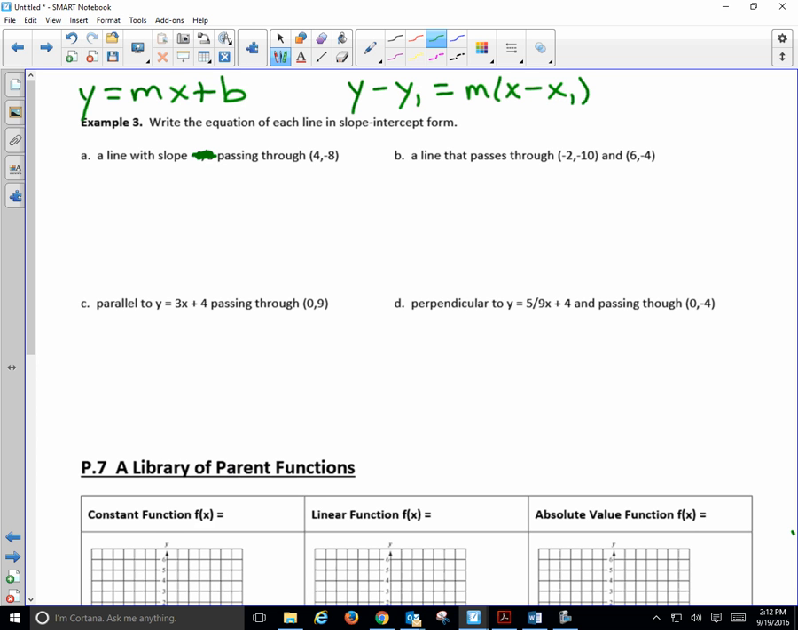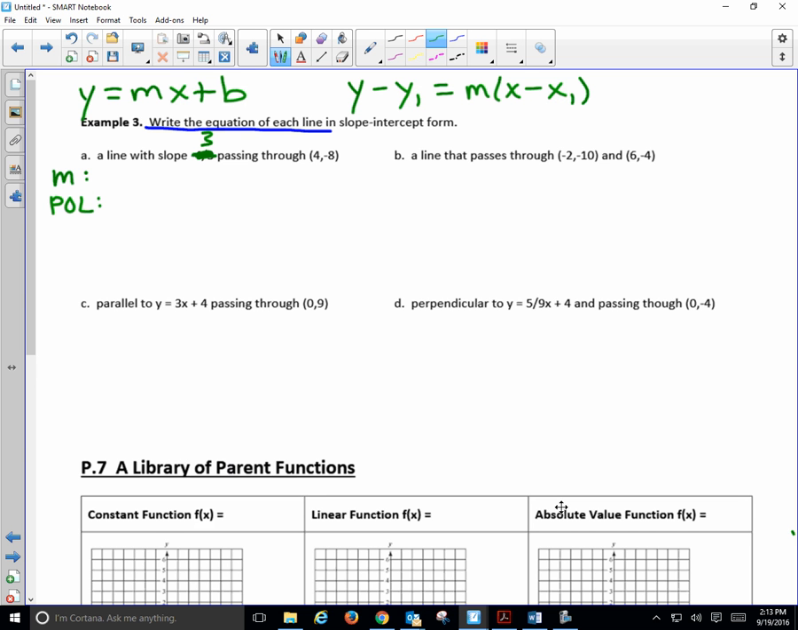I'm going to call this 3, okay? Line with a slope of 3 and passes through 4, negative 8. Every time it says to write an equation for each line, I want you to write this down: slope and a point on your line. Those are the two things you need to be able to write an equation for your line.